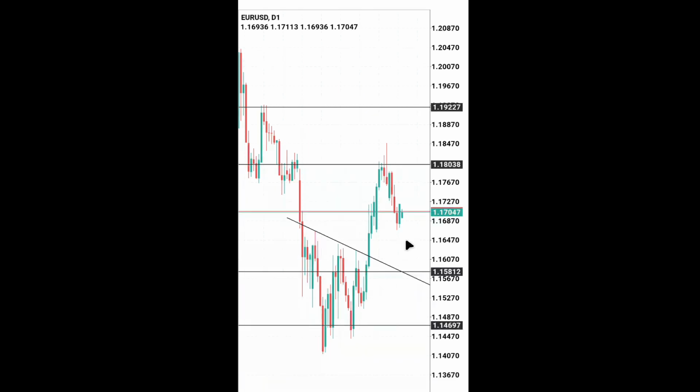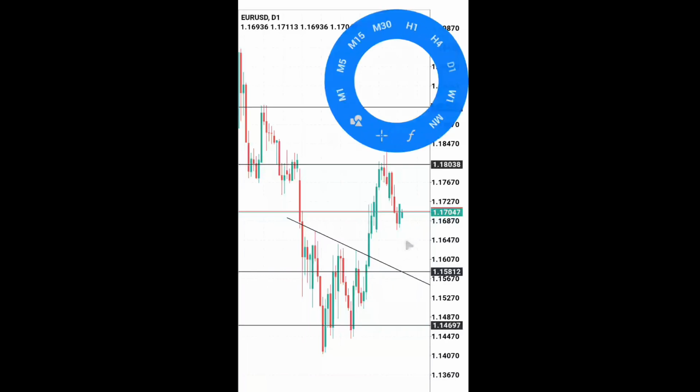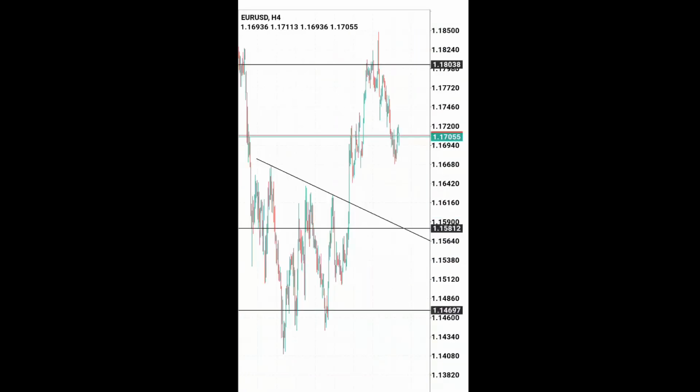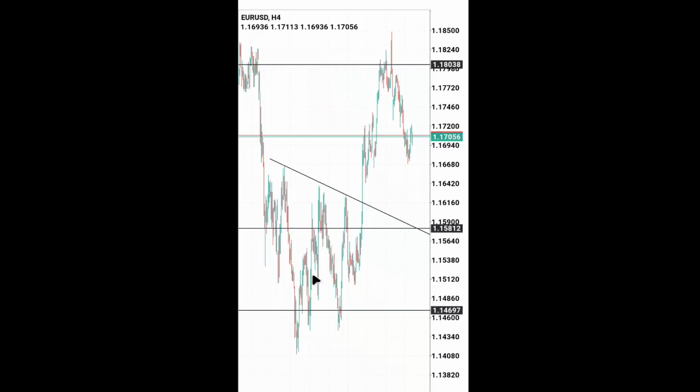All right, so that is from the daily time frame. Let's go to the 4 hours time frame. So here is the 4 hours time frame. We can see very vividly that we have a breaking structure. So previously we were having lower high, lower low, lower high, lower low.